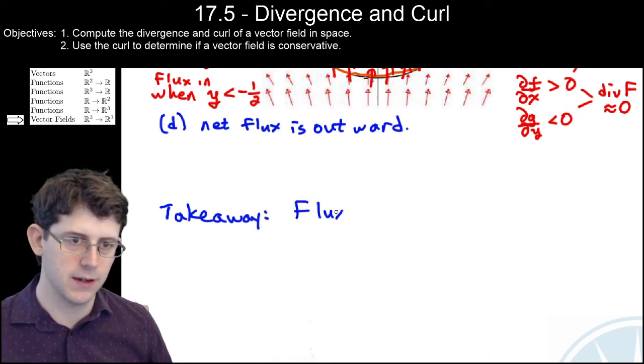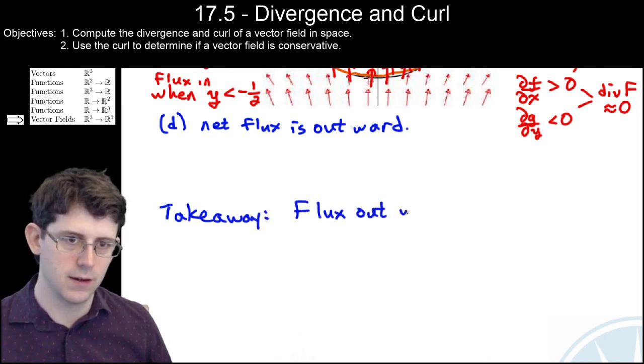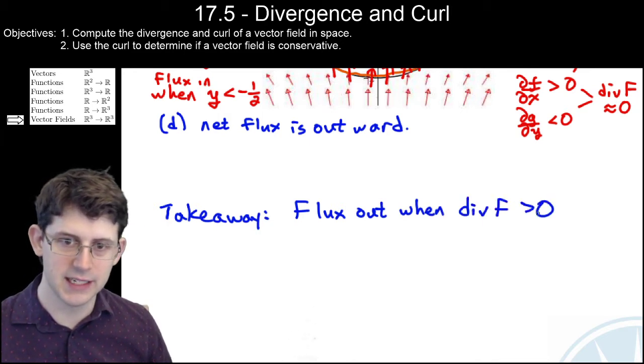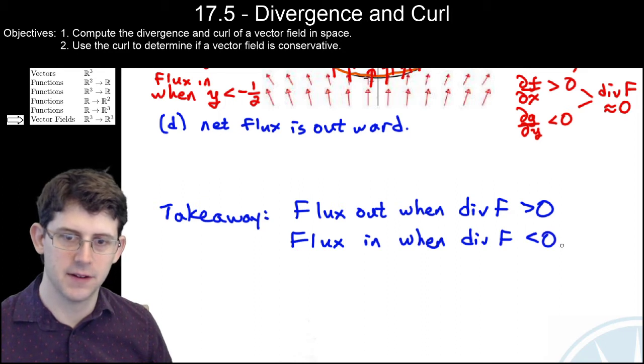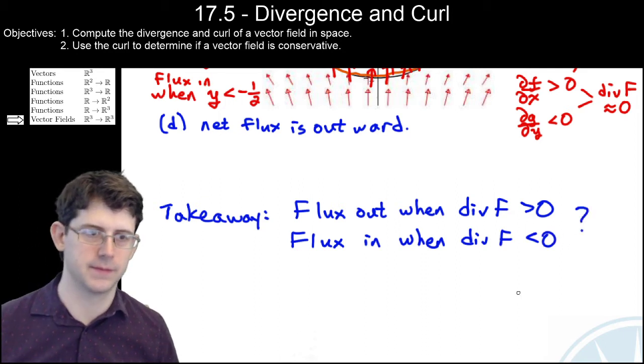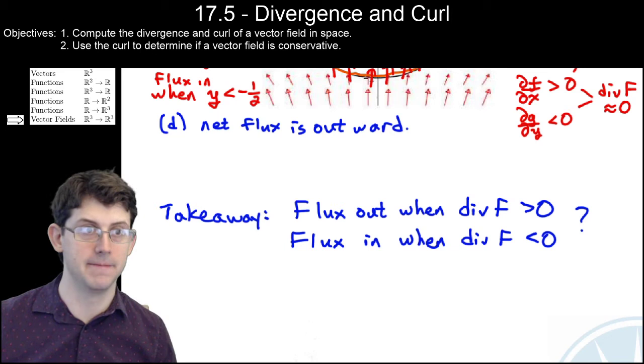Flux out when the divergence of the vector field is positive. Flux in when the divergence of the vector field is negative. Seems to be what's going on.